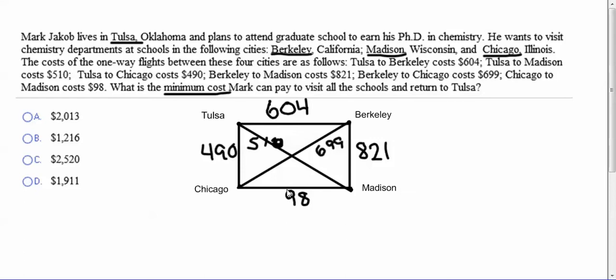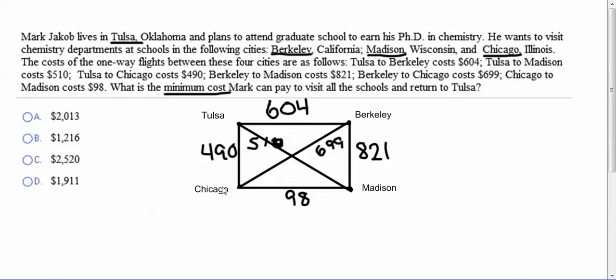So I think we have all edges. I think there are 6 edges there, all 6 edges with a weight. So now what we want to do is, to find the minimum cost, you have to find all Hamilton circuits from Tulsa through all the other cities exactly one time back to Tulsa.